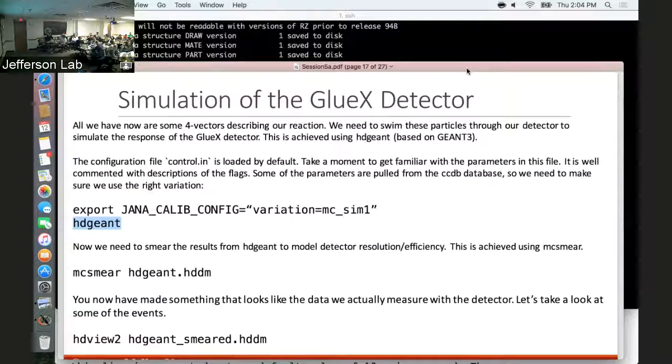Okay, so the next step is, now we've used HDGeant. This has propagated all of these tracks through the detector and measured their energy deposits and the timing of it. But it's the exact information. What you really need to do now is smear this all out so that it looks like how your detector sees it. So there's another program that runs after HDGeant on the output file of HDGeant called MC-Smear, which is going to try to simulate the way that the detector sees this.